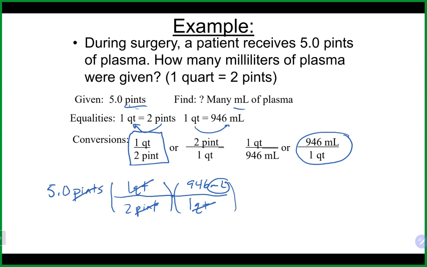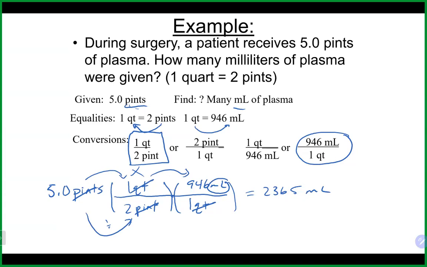We are again going to multiply across the top. So it's going to be 5 times 1 times 946. Make sure you hit equals. We're then going to come back and divide by what we got on the bottom, which in this case is just 2. It's going to give us 2365 here, milliliters. First off, any question on the setup or the calculation? Should that be my answer in this case?